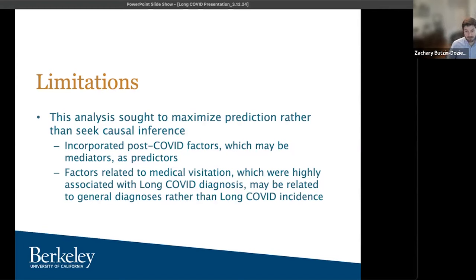And then factors related to medical visitation, which are highly associated with long COVID, might just be associated with increased likelihood of any diagnoses. If you go to the doctor more often, you might be more likely to get diagnosed with anything. And this might not be a unique relationship with long COVID itself, and particularly might not be associated with higher long COVID incidence.